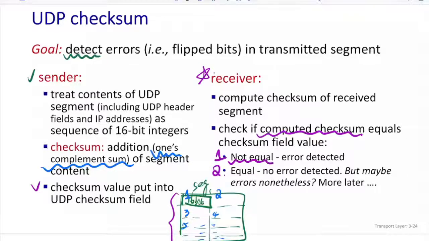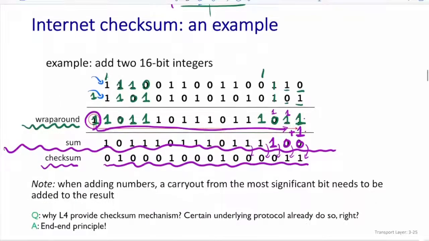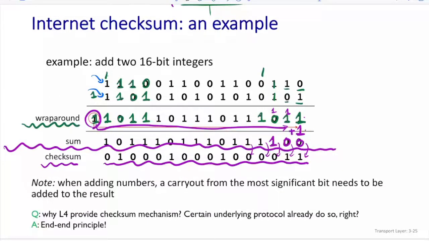Okay, but we have something interesting to share with you. Since we use the addition operation to do such kind of checksum, even if the numbers right here are different, there's some possibility that the result is exactly the same, like the example I write here, right?